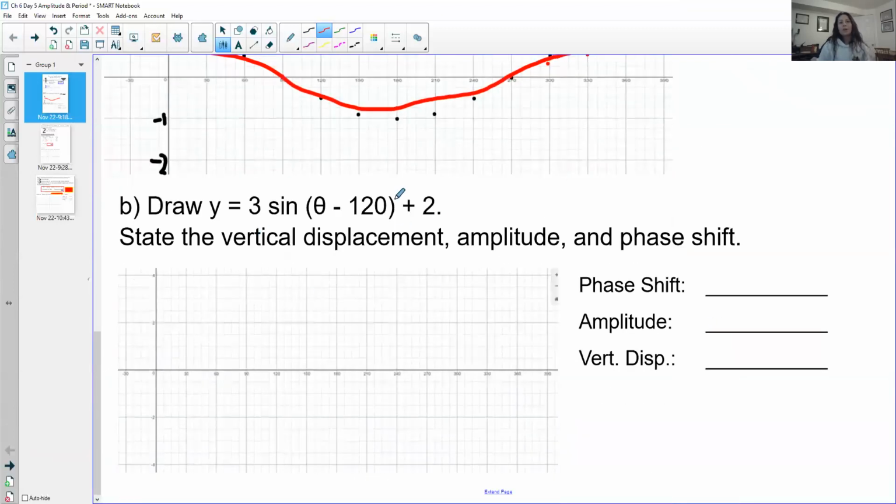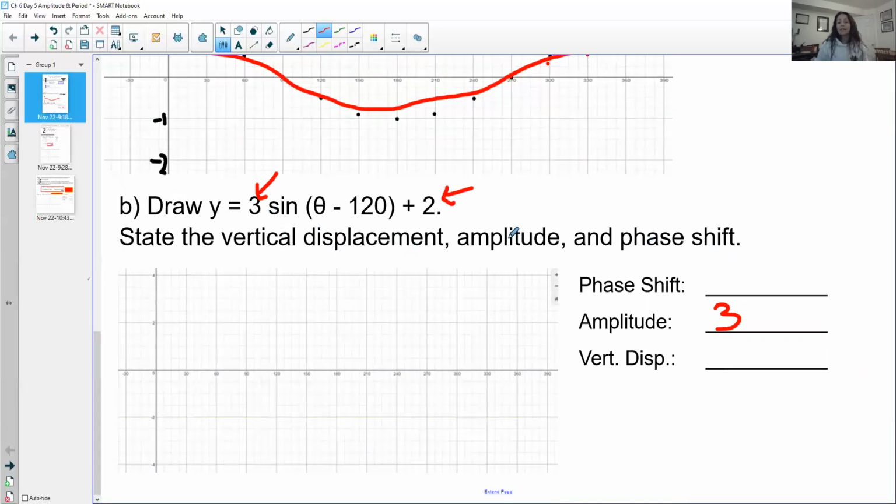I want you to look at part B. We are adding in our compression from the things that we did last time on my previous video. So quick refresher, we are looking at this right here. This 3 would give us an amplitude of 3. It means that our graph, because it's bigger than 1, will be vertically stretched.